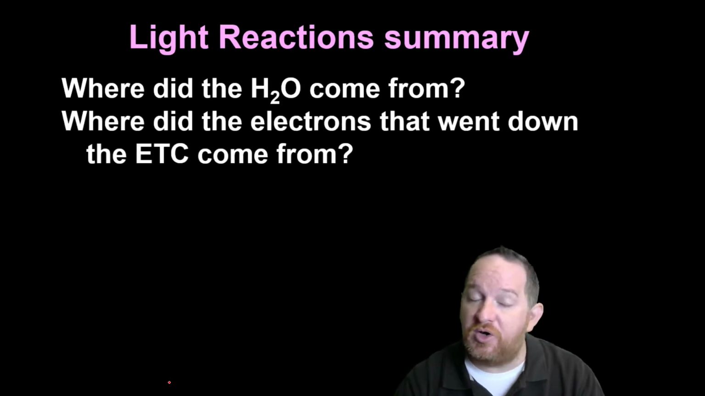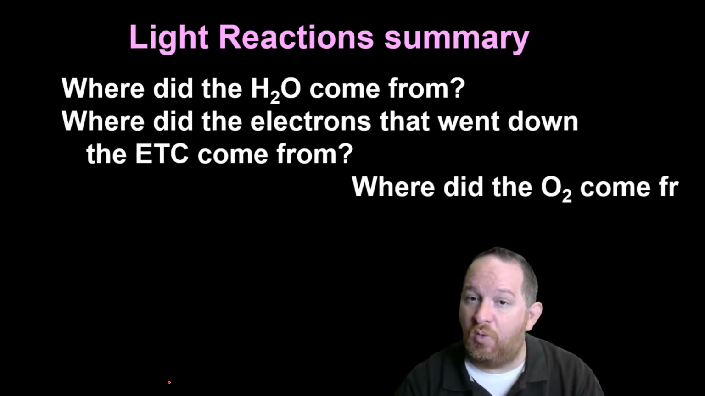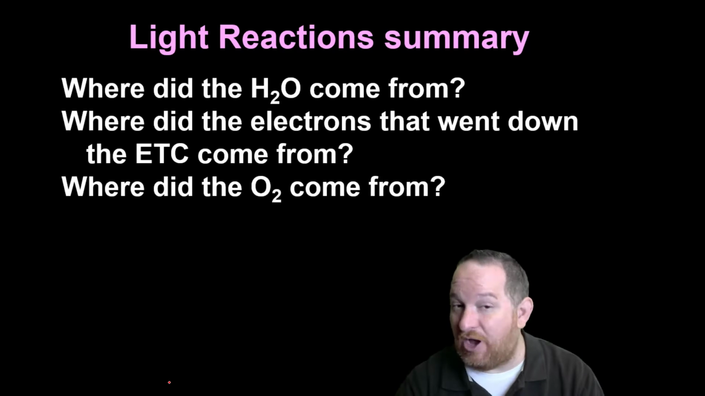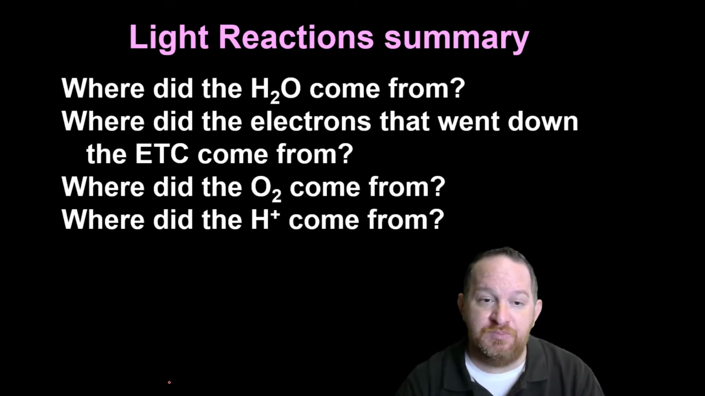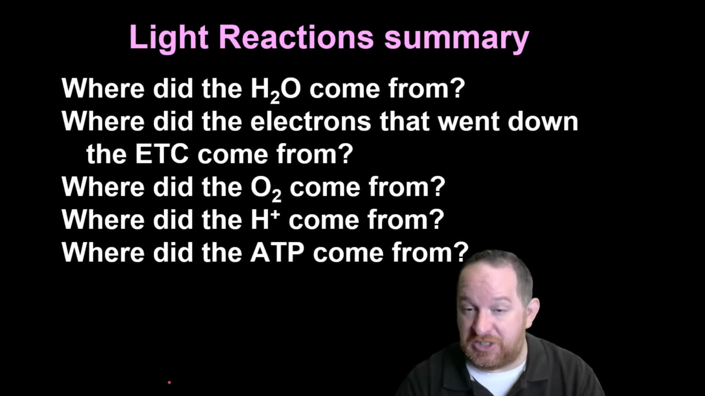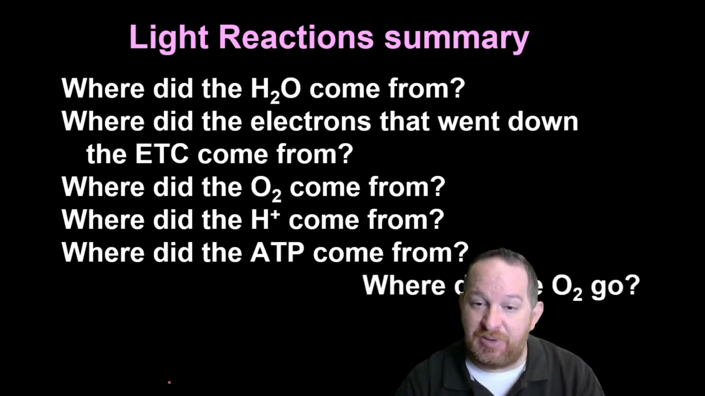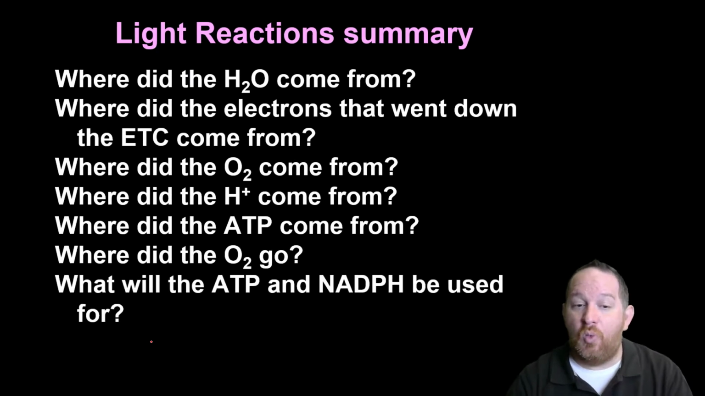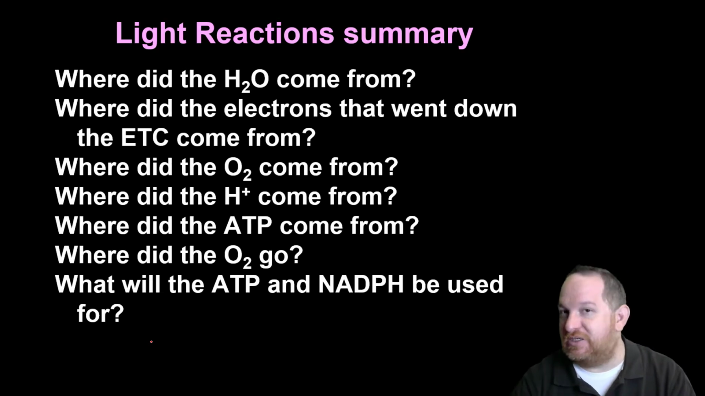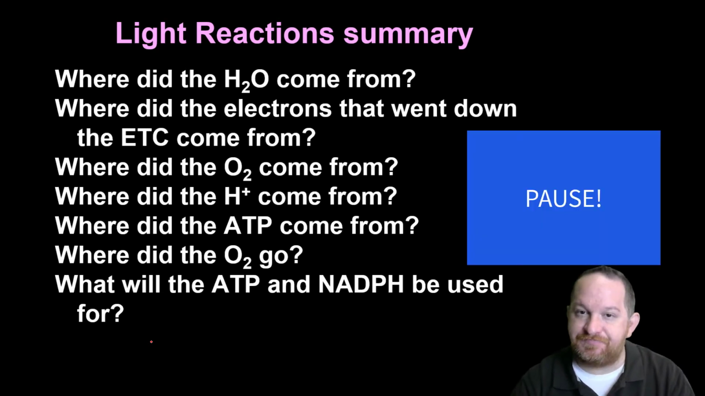Okay, so where did the original water come from? Where did the electrons that went down the electron transport chain come from? Where did the oxygen come from? Where did the hydrogen come from? Where did the ATP come from? Where did the O2 go? What will the ATP and NADPH be used for? Okay, so pause me for a moment, see if you can answer all those questions.